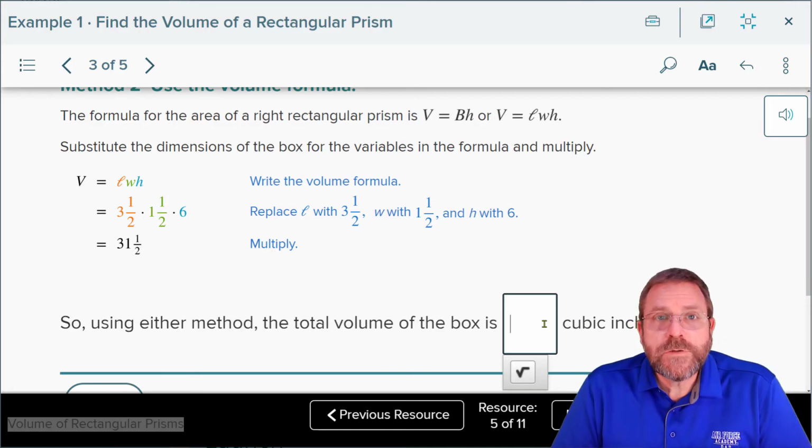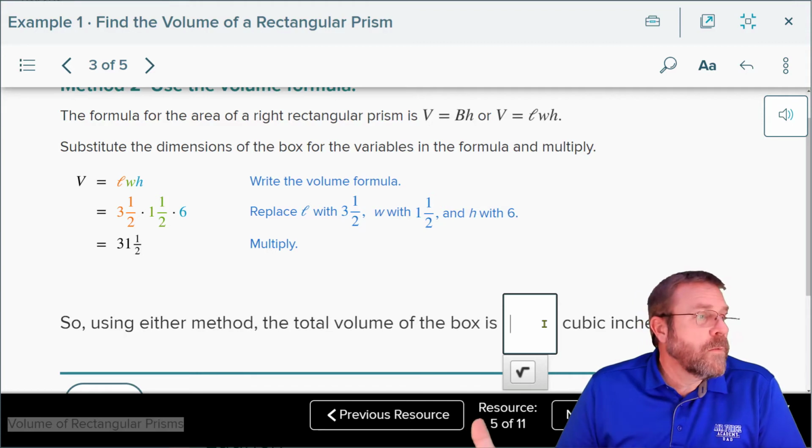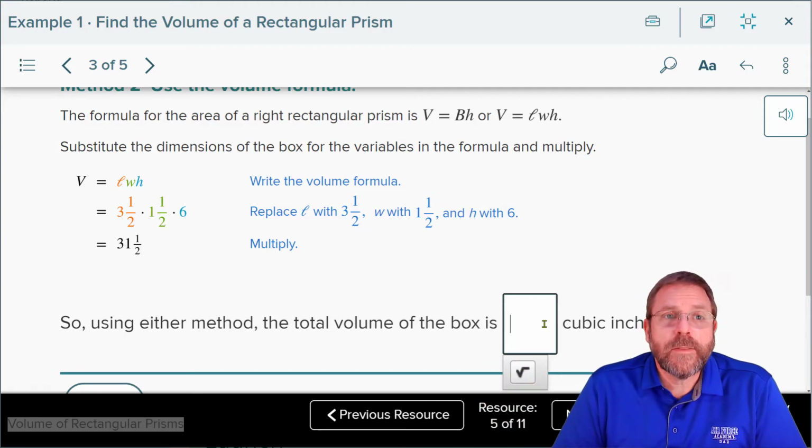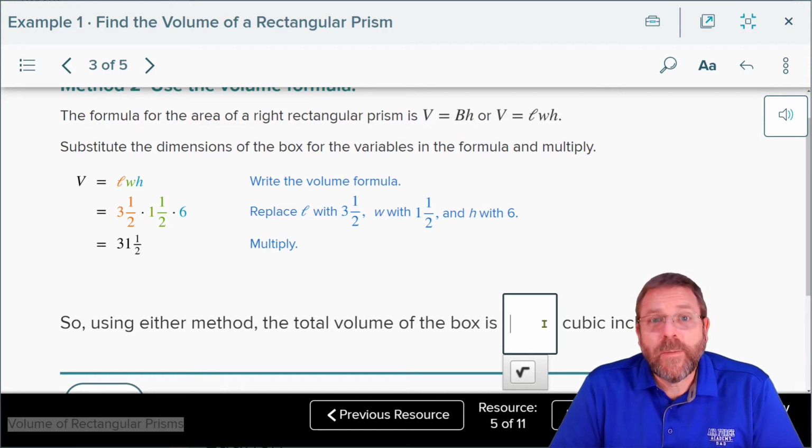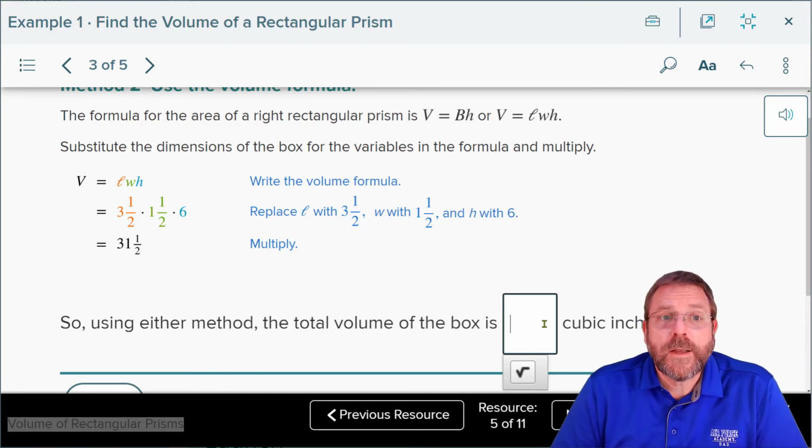Isn't that a much easier way to solve it? We did that whole problem in just over a minute working it that way, where the other way it took us, I think, 5 minutes to work the problem, and I even confused myself trying to do it. Don't you like this way better?